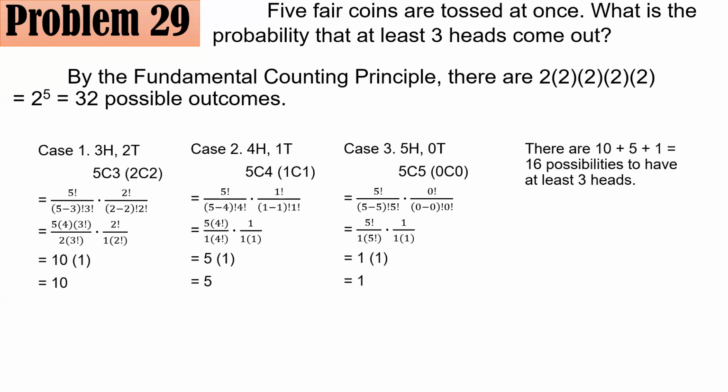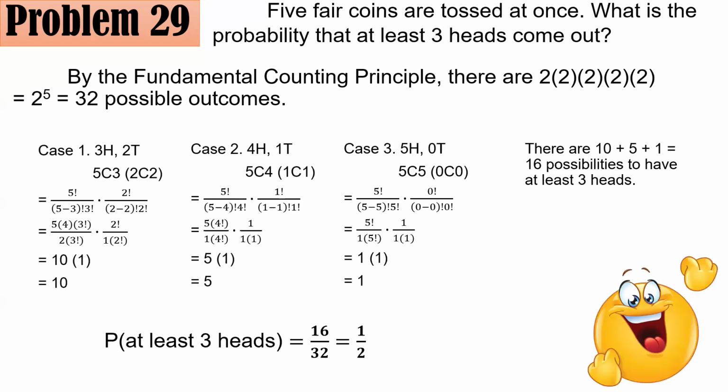And since you have 3 different cases, you have to add them, giving us 10 plus 5 plus 1 or 16 possibilities to have at least 3 heads. Using similar reasoning, 16 favorable outcomes all over the 32 total outcomes simplifies to 1/2. Hence, 1/2 is the correct answer for problem 29. I hope you got this.